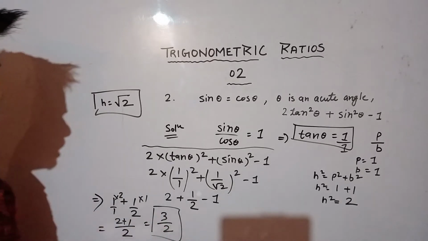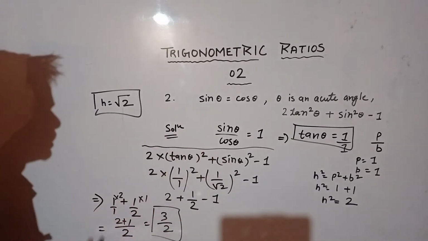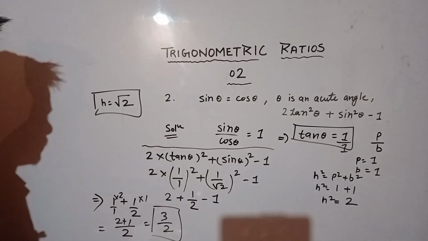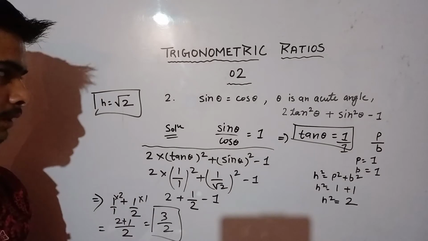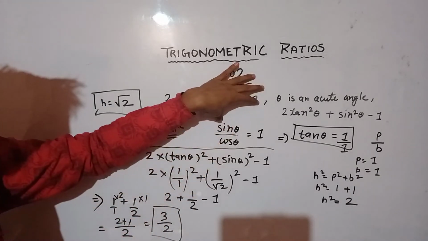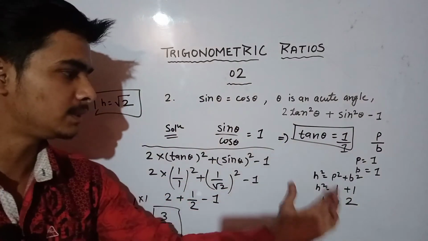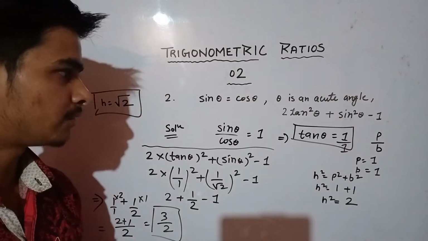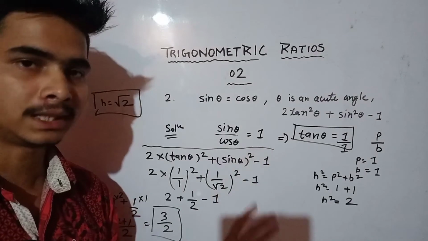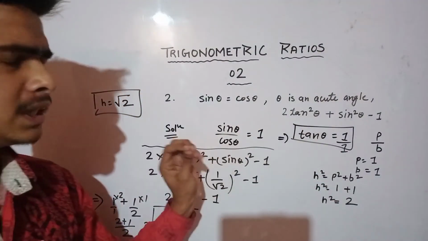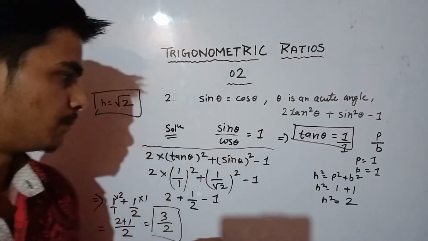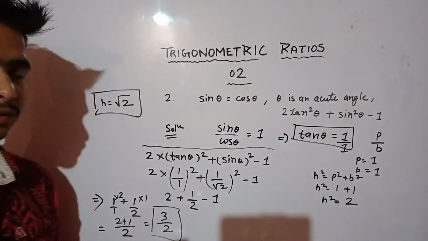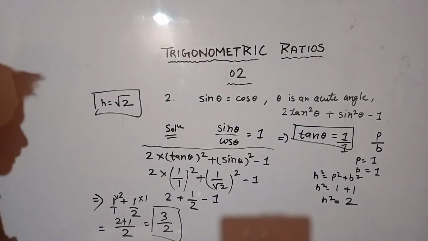See how I have solved this question. The process is quite simple. I just took this expression and found the values of P, B and H. The first thing you need to do to solve the question is find the values of P, B and H, and then proceed, and the question will become very easy to solve. So note all this if you want.